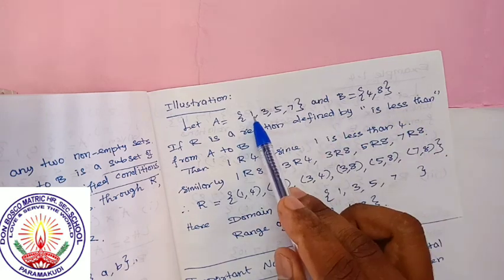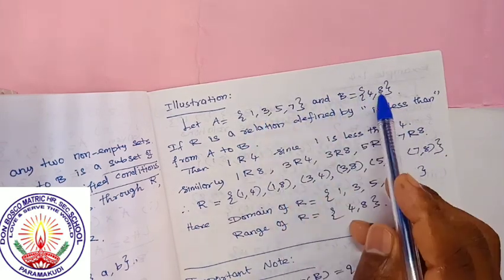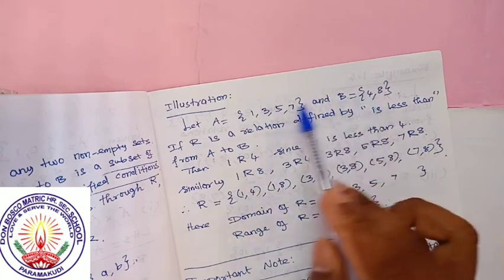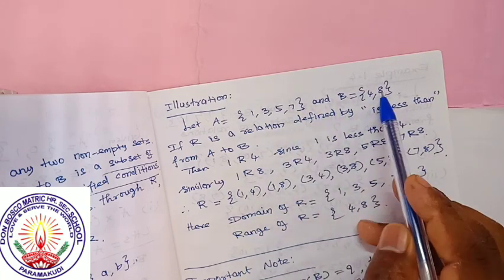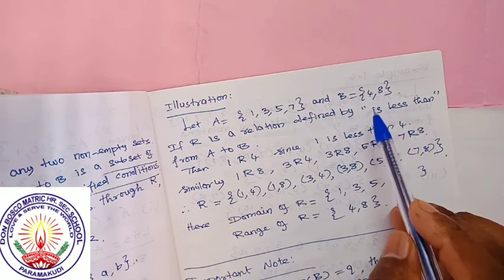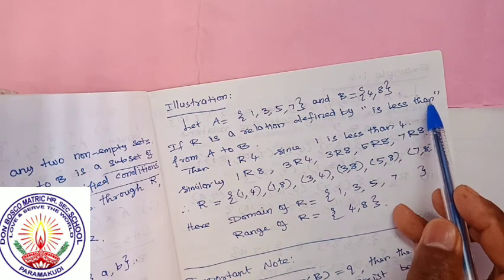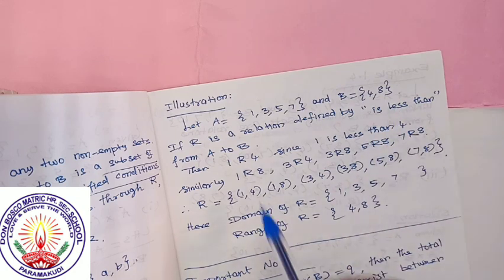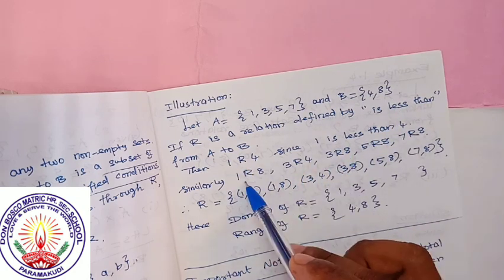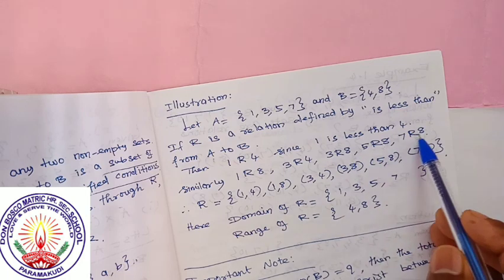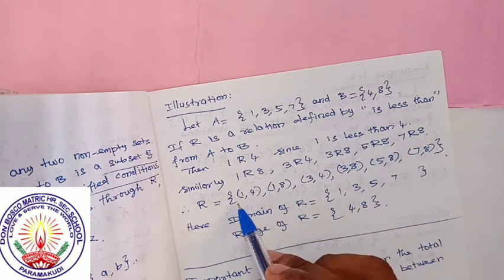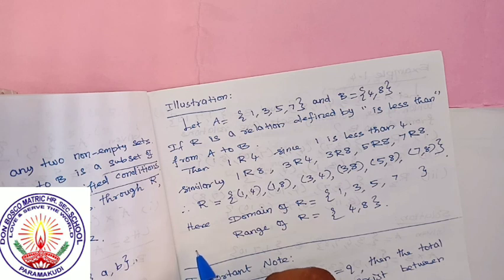So how many elements? 1 is related with 4. 1 is related with 8. 3 is related with 4. 3 is related with 8. 5 is related with only 8. 7 is related with only 8, because 7 is less than 8 only will give meaning. Therefore, (1,4), (1,8), (3,4), (3,8), (5,8), (7,8) are the possible ordered pairs. So this is the relation capital R.